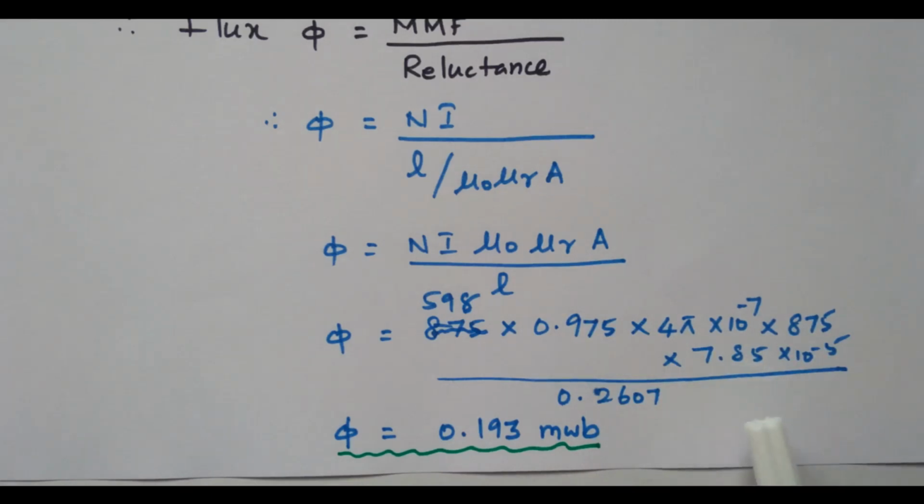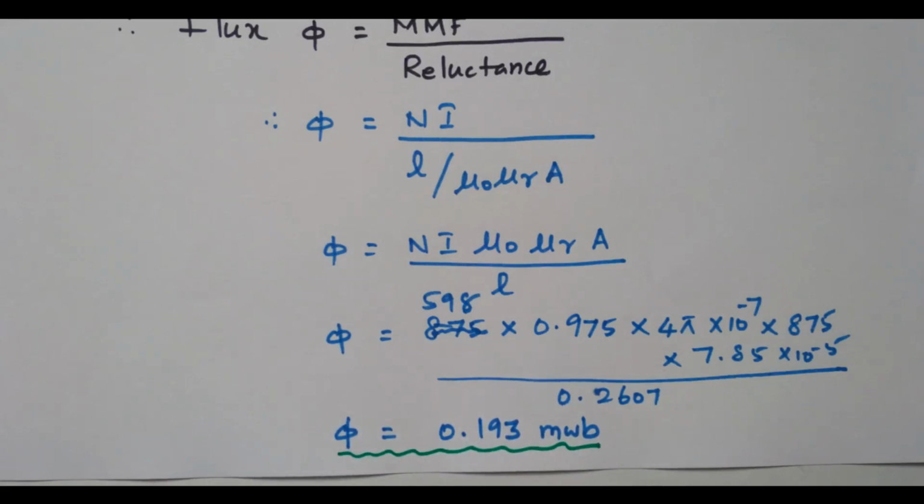The area we calculated divided by the length of the core, 0.2607. So by simplifying this, what we got is 0.193 milliweber. Milli means 10 to the power minus 3. So now we calculated that the flux established in the iron core is 0.193 milliweber.